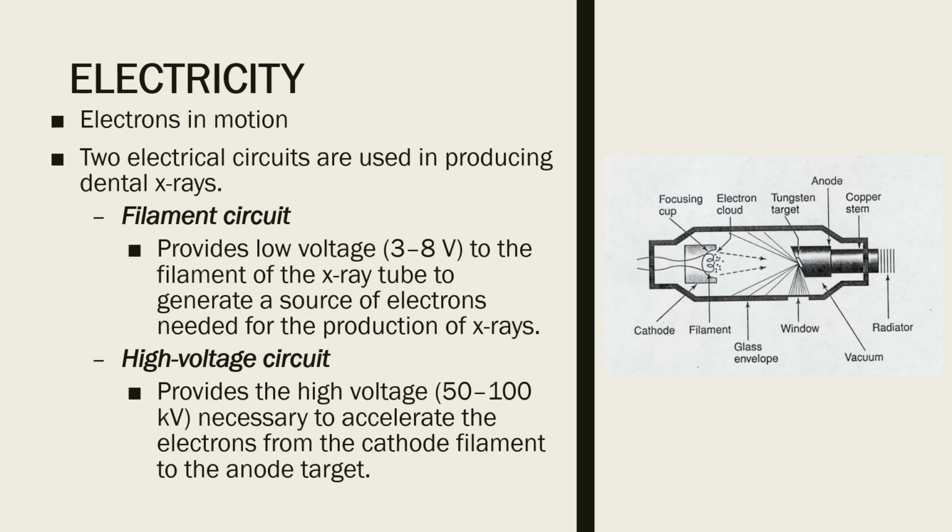And to produce X-rays, there are two electrical circuits that are used. First is the filament circuit. Second is the high voltage circuit. Let's talk about the filament circuit. The filament circuit provides low voltage between 3 to 8 volts to generate the source of electrons for the production of X-rays. And the high voltage circuit provides high voltage between 50 to 100 kVp or kilovoltage that is necessary to accelerate the electrons and produce X-rays.